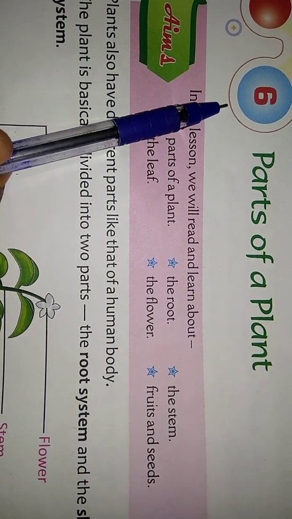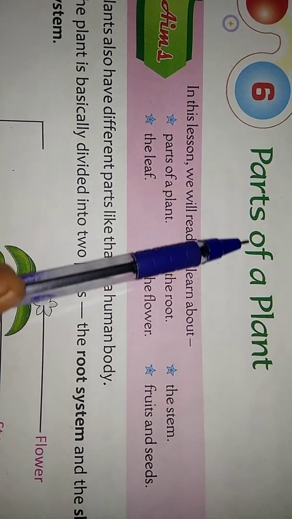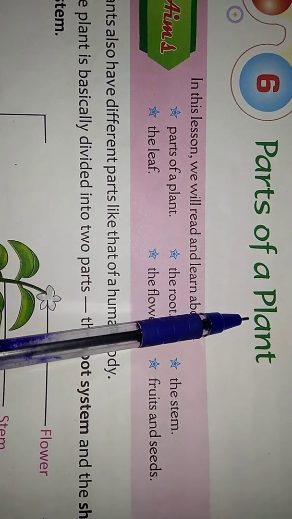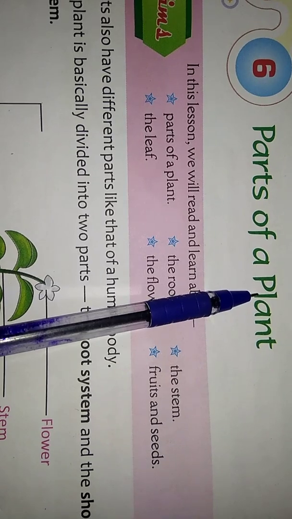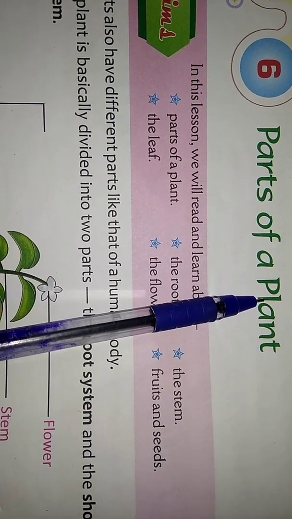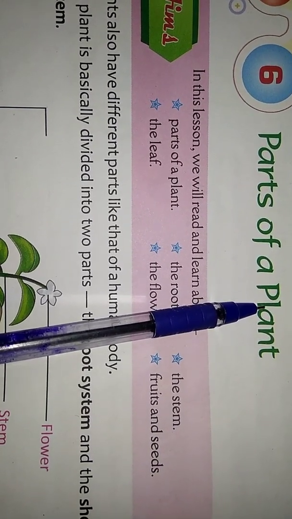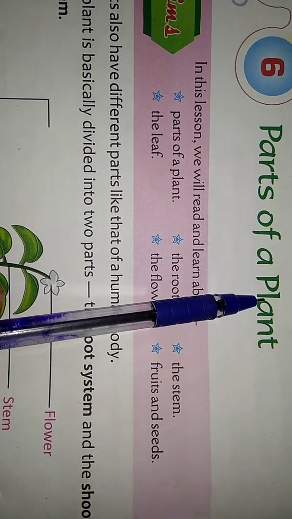Class 3rd, lesson number 6, parts of a plant. Okay, today we are doing the reading, children. Just open your book, keep your fingers and pronounce with me.